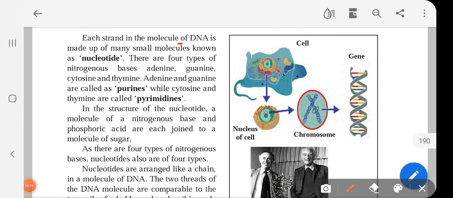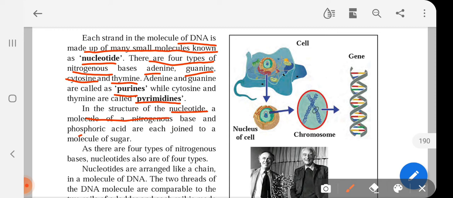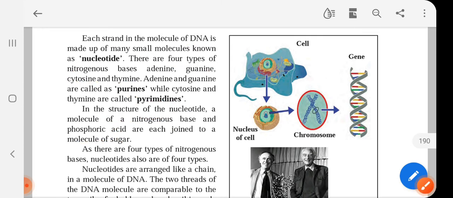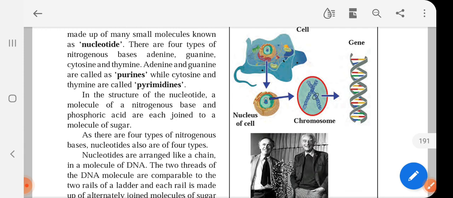Each strand in the molecule of DNA is made up of many small molecules called nucleotides. There are 4 types of nitrogenous base: adenine, guanine, cytosine and thymine. Adenine and guanine are called purines, while cytosine and thymine are called pyrimidines. In the structure of the nucleotide, a molecule of a nitrogenous base and phosphoric acid are each joined to a molecule of sugar. Okay, so this is how the DNA looks.